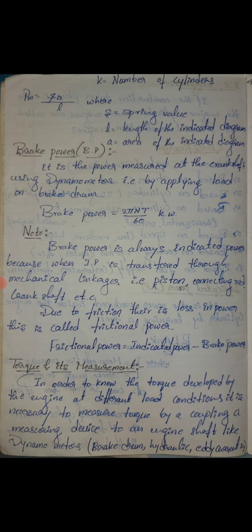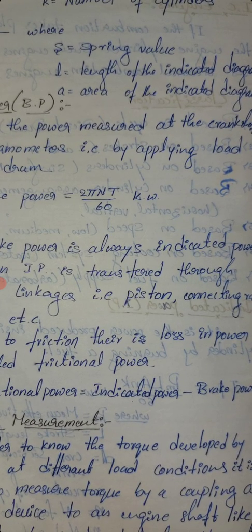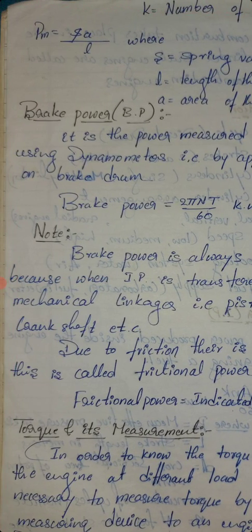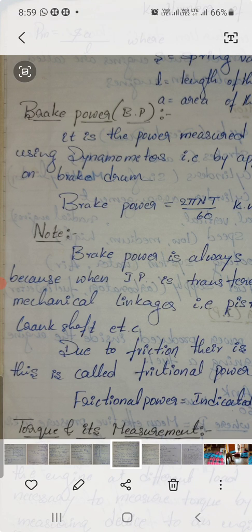Next comes the mean effective pressure, and one more thing I forgot to tell you. How do we calculate the mean effective pressure? In most cases in the problem, they will give the mean effective pressure directly. Sometimes they will give the spring value, area of the indicated diagram, and length of the indicated diagram. At that time we are supposed to calculate the mean effective pressure using the formula Pm is equal to SA by L.